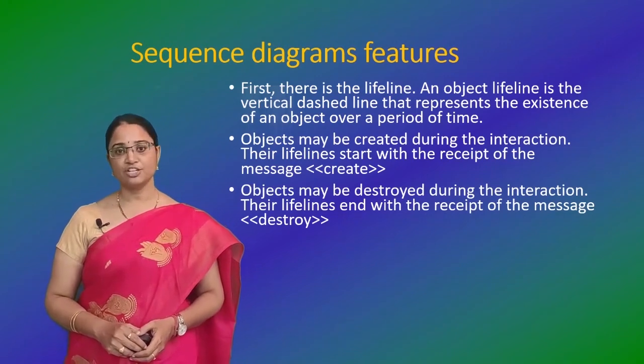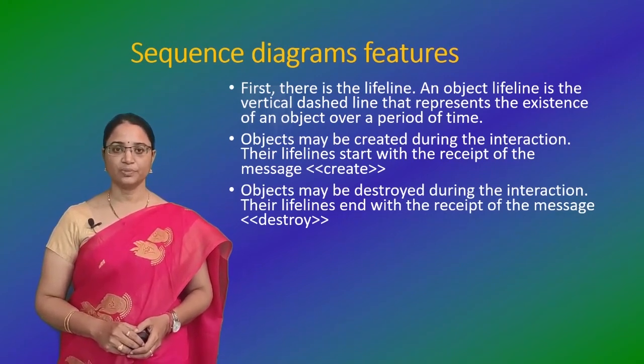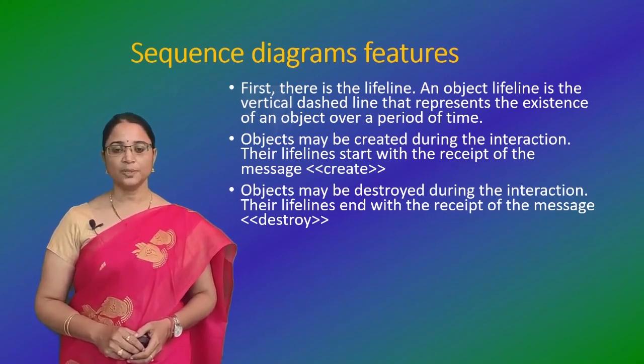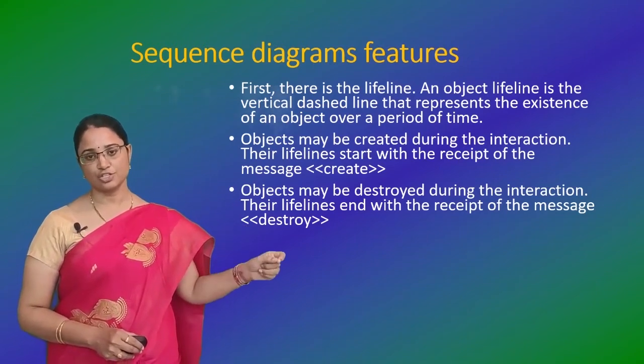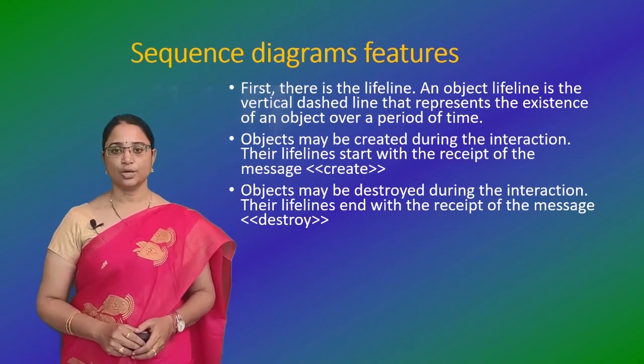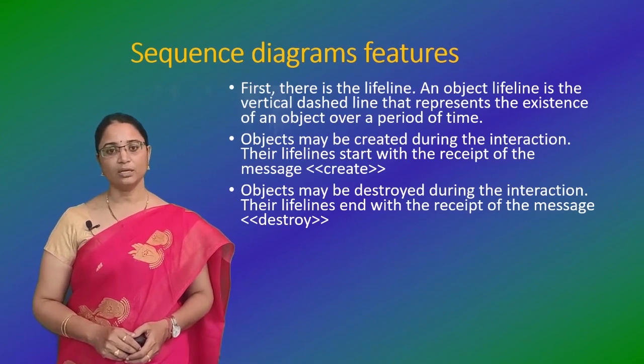Objects may also be destroyed during the interaction. Their lifelines end with the recipient of the message destroy. If you send a message destroy, automatically the objects will be destroyed. At the lifeline, you can see a cross mark marking the end of their lives.